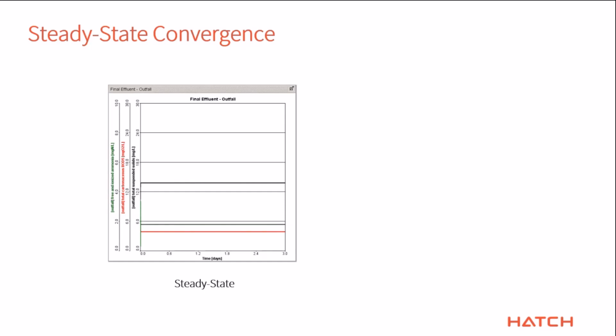So this is really the visual representation of steady state. It's a point where nothing is changing over time. This is an example where we're not running any dynamics at all. We just solved it for steady state, and then we ran it for 3 days, and you can see flat lines. Flat lines means it has reached steady state.